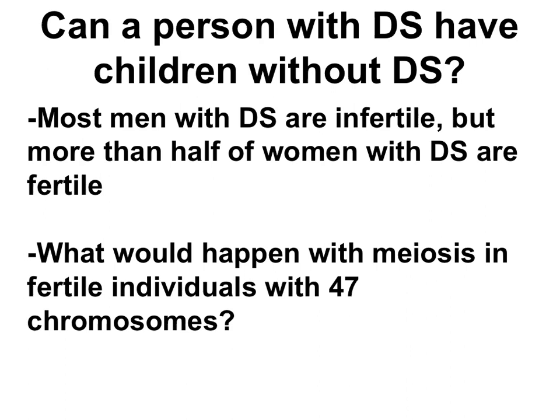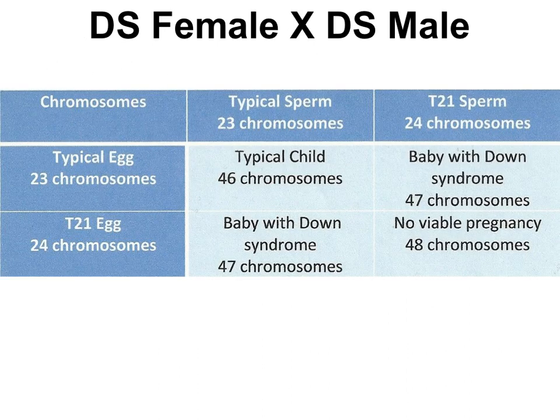Well, the answer is complicated because infertility is a big symptom of Down syndrome. Most people with Down syndrome are infertile, but let's suppose that 2 people with Down syndrome were fertile and decided to have a baby. We could do a Punnett square and see how this situation plays out. Now, because there's 47 chromosomes, meiosis would result in half of the gametes of a person with Down syndrome having 23 chromosomes, and half of the gametes having the extra chromosome, or 24 chromosomes.